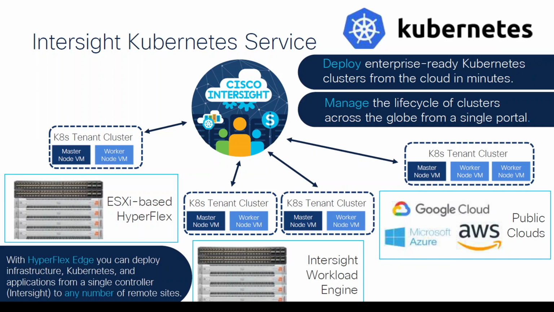So this is a slide that talks to Kubernetes capabilities. In the center, you've got Cisco Intersight, and then you can see on the left, you've got ESX or ESXi-based HyperFlex, so that's where you would attach to vCenter and do a VM-based deployment of your Kubernetes cluster. Down in the middle, you've got Intersight Workload Engine, so just a different hypervisor, and then on top of that, you build your Kubernetes clusters. And then over on the far right, you've got your cloud service providers or public cloud functionality that will be coming to the product soon.